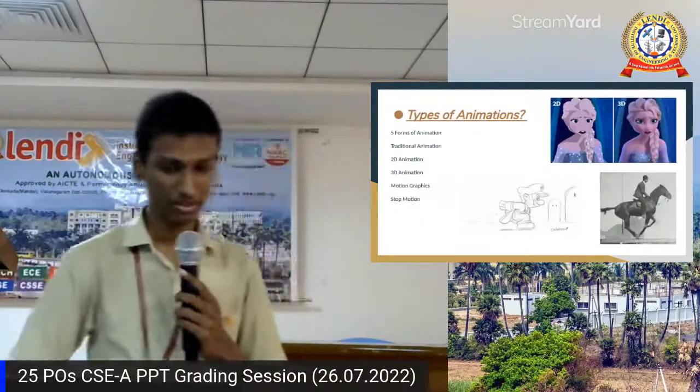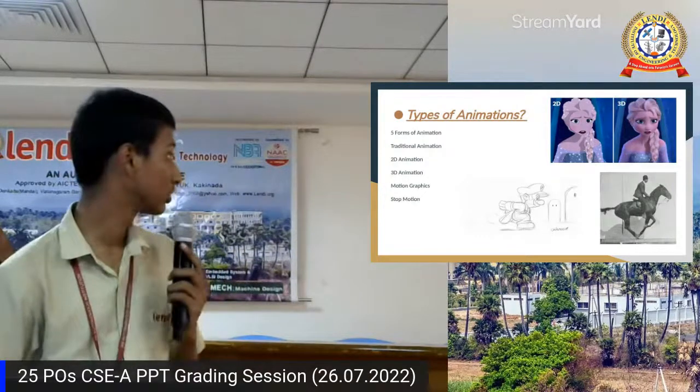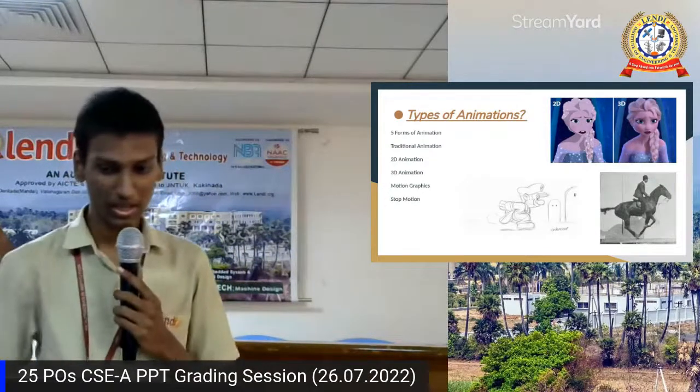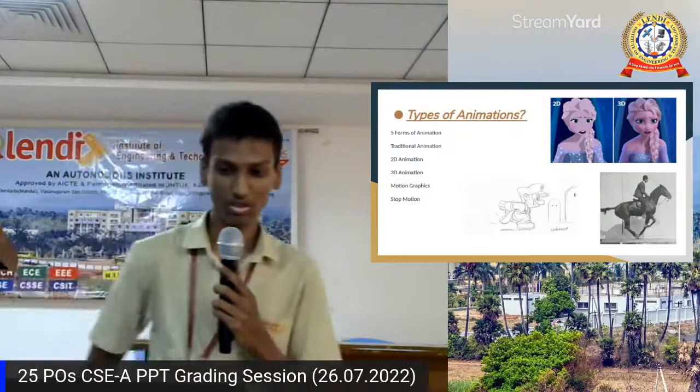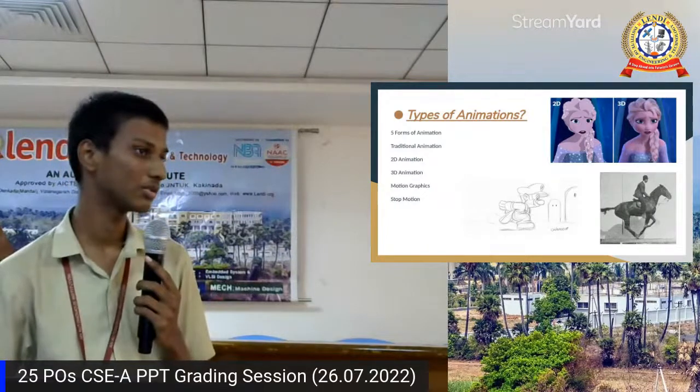There are different types of animations, for example, traditional, 2D, 3D, motion graphics, and stop motion. Here I show samples of some animations, 2D and 3D. Can anyone see which one is traditional animation? Traditional animation.